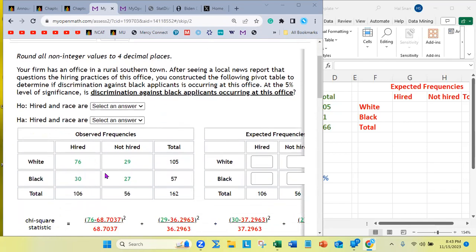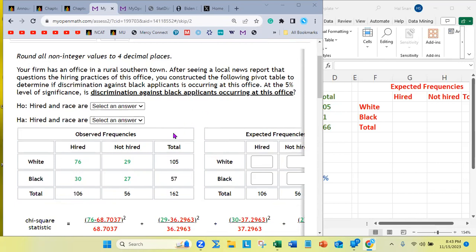These are the observed frequencies. Determine if discrimination against Black applicants is occurring. Now the question is, at 5% level of significance, does the data suggest discrimination against Black applicants occurs at this office?